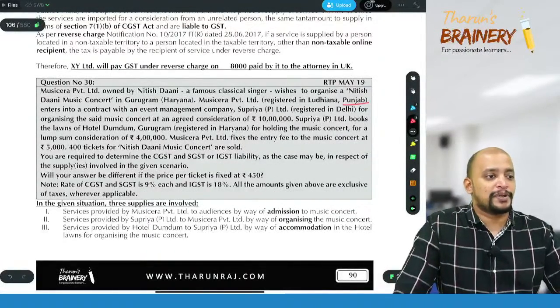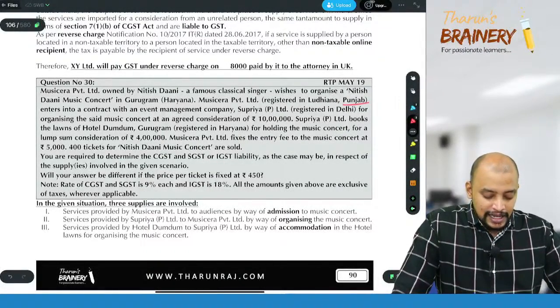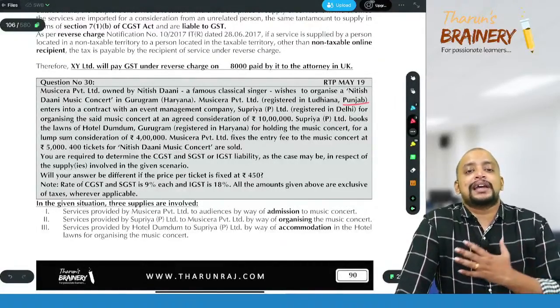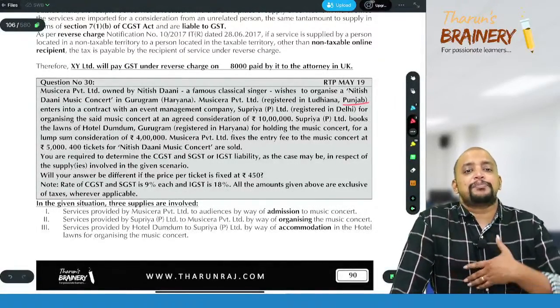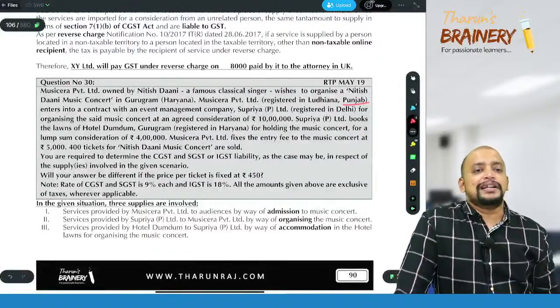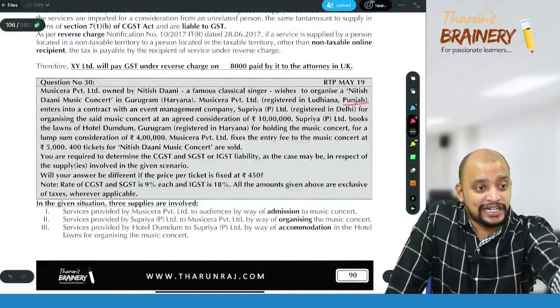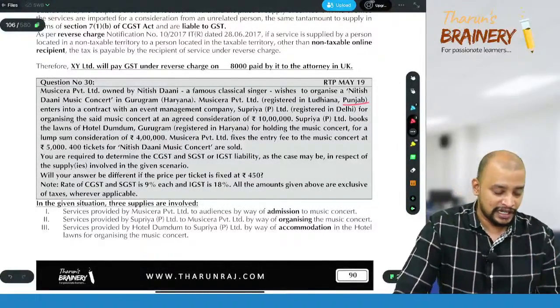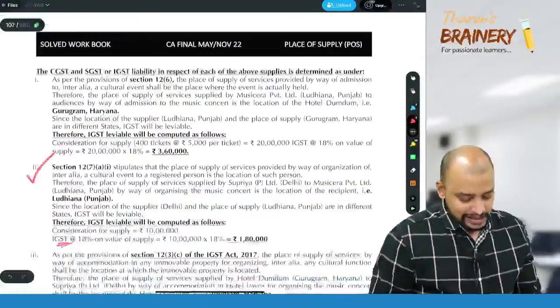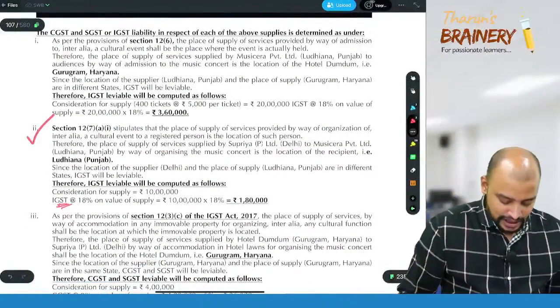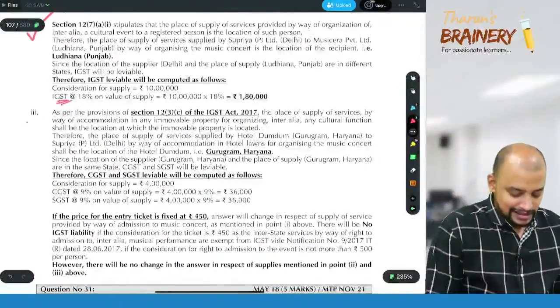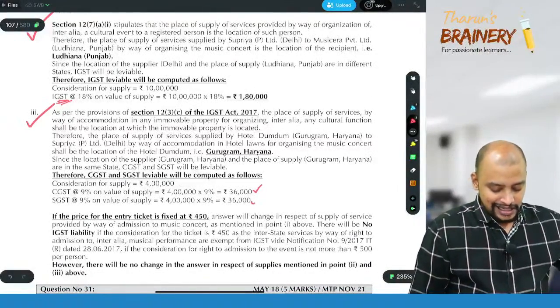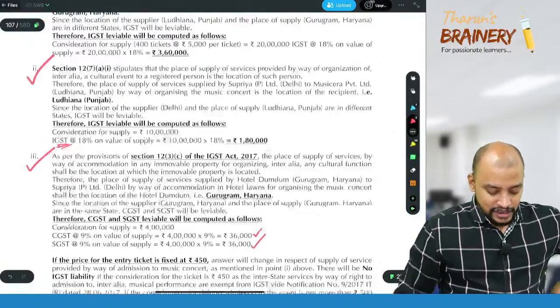Where is the immobile property located? Haryana. So location of supplier, Haryana. Place of supply, Haryana. It will be intrastate supply. Place of supply not determined under section 13, section 12 only. So intrastate supply, CGST, SGST. Okay. So that is this third one. CGST, SGST. Next one.